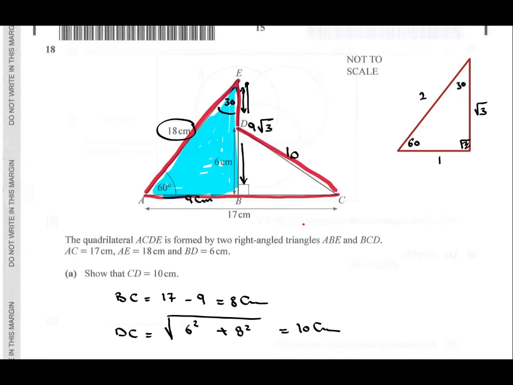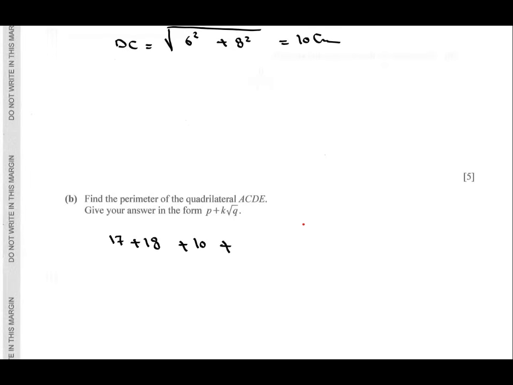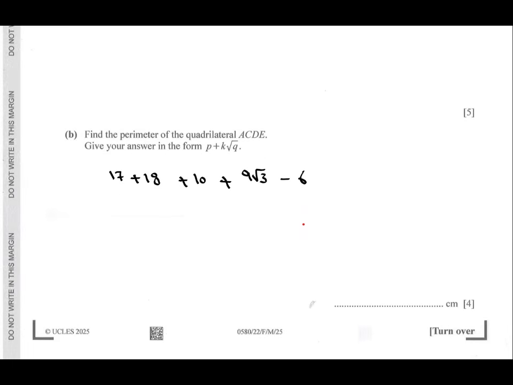But we know that the length of BE is equal to 9 root 3, and the length of BD is equal to 6. Then the length of ED is equal to 9 root 3 minus 6. 17 plus 18 equals 35, plus 10 equals 45, minus 6 is equal to 39. And we will write 9 root 3 as it is. It has no like terms. 39 plus 9 root 3, the exact value for the perimeter of the quadrilateral ACDE.